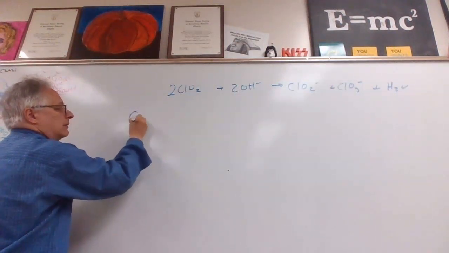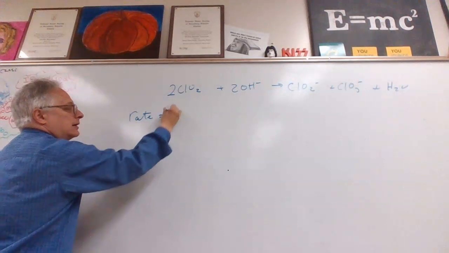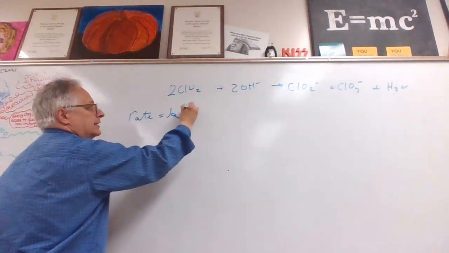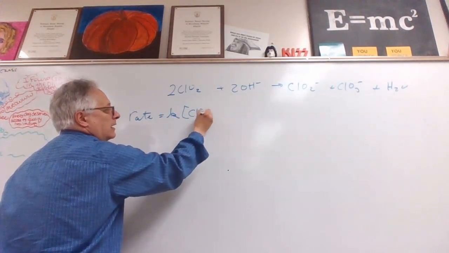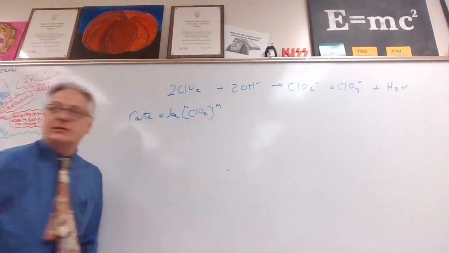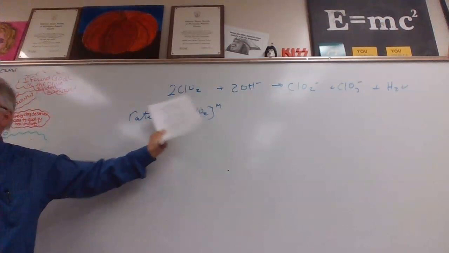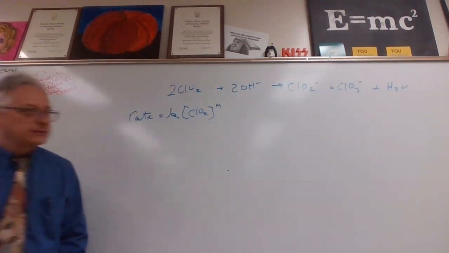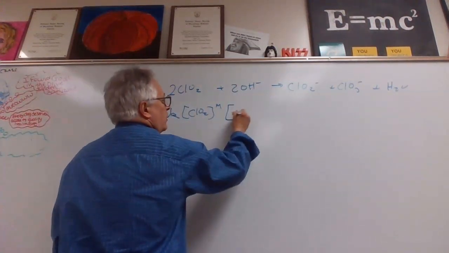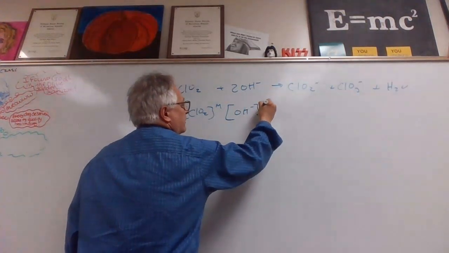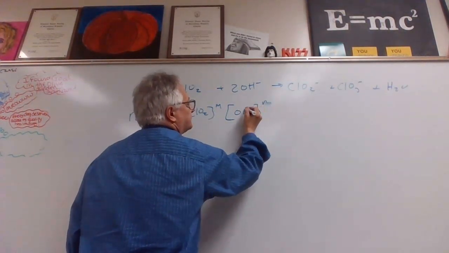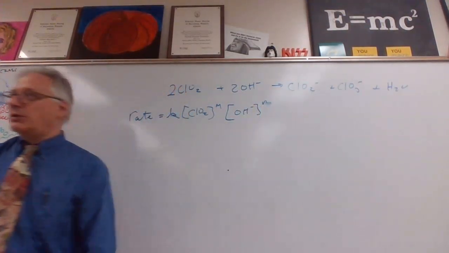It's always the same. Generic rate law, k, lowercase, first reactant. We don't know the exponent. We have to look for that experimentally. Remember that you can't put a 2 there. That's equilibrium. This is kinetics. And over here we put OH minus to some other exponent. And these values can be 0, 1, or 2.